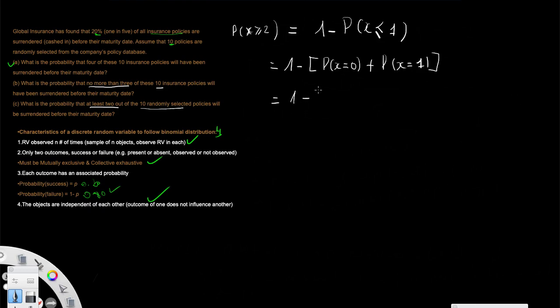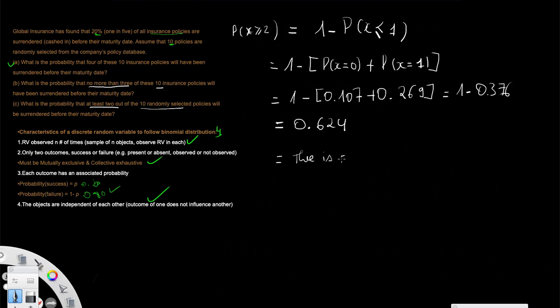We got the values of those two, which is 0.107, adding them with 0.269, and therefore we got 1 minus 0.376, which is now equal to 0.624. Alright, which tells us now, in percentage, that there is a 62.4% chance that at least 2 out of 10 randomly selected policies will be surrendered before maturity.